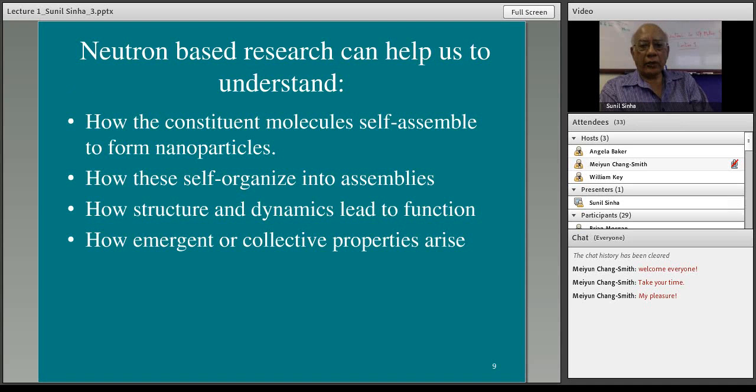So as a final comment, let me just say that neutron-based research can also help us to understand in nanoscience how the constituent molecules self-assemble to form nanoparticles, how these self-organize into assemblies, how structure and dynamics leads to function, and how emergent or collective properties arise. All of these things can be studied. By the way, many of the things that I say about neutron scattering also are, of course, true for X-ray scattering. But since this course is concerned with neutron scattering, I will concentrate on the neutron aspect of things.